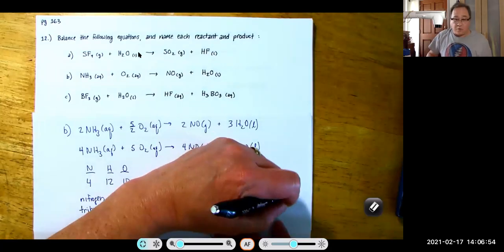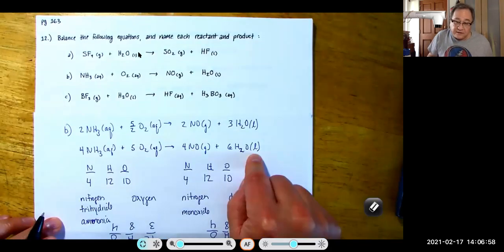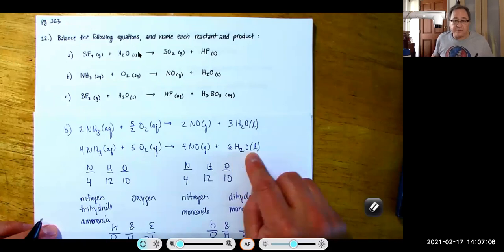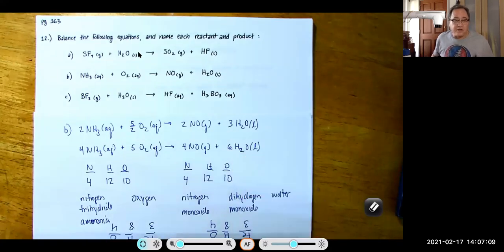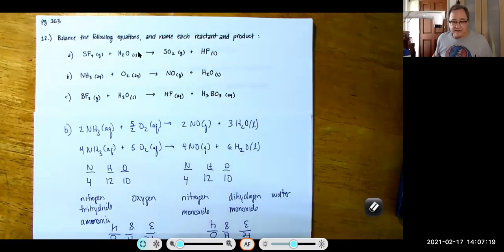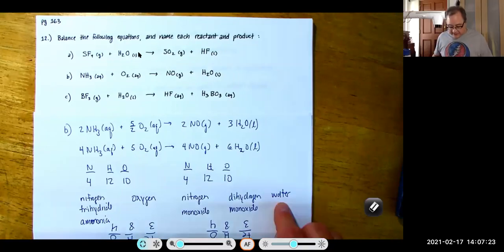Why can I call this water? Because of this L. When H2O is a liquid, its common name is water. If this said H2OG, we couldn't call it water. What do you call H2O when it's a gas? Steam. And if this said H2OS, what would it be? Ice. Right. So we could call this water because it has an L there.